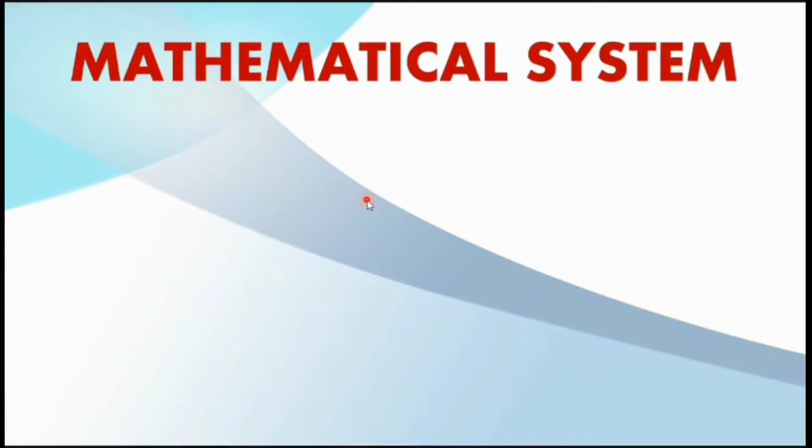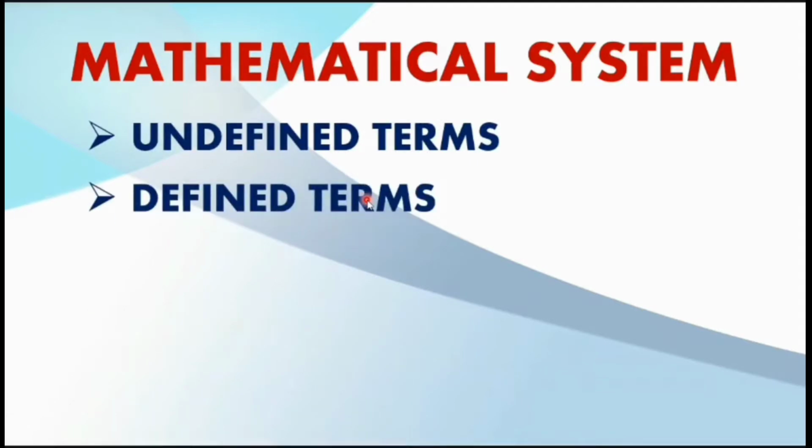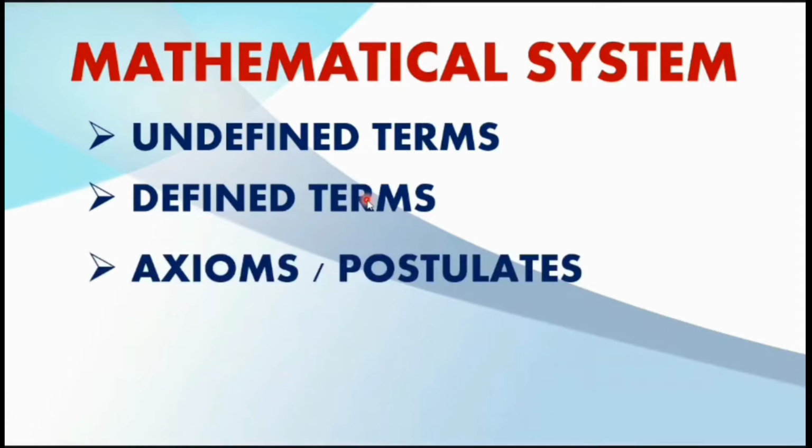In this tutorial video, what we are going to learn is about one of the mathematical systems. As we can recall, mathematical systems consist of the four important terms in geometry. These are the undefined terms, defined terms, axioms or postulates, and theorems.